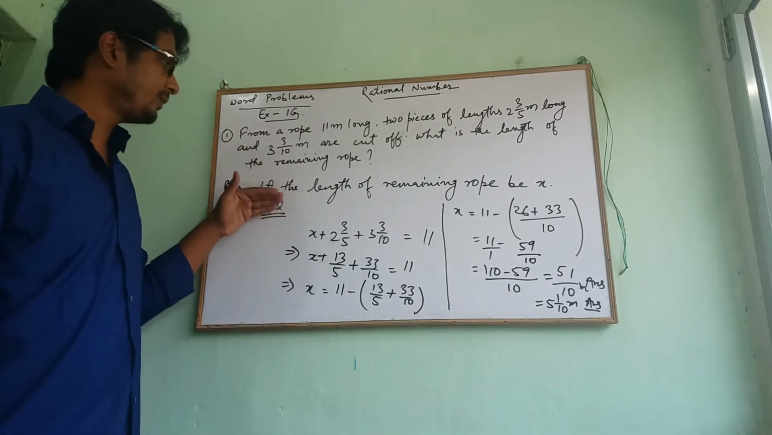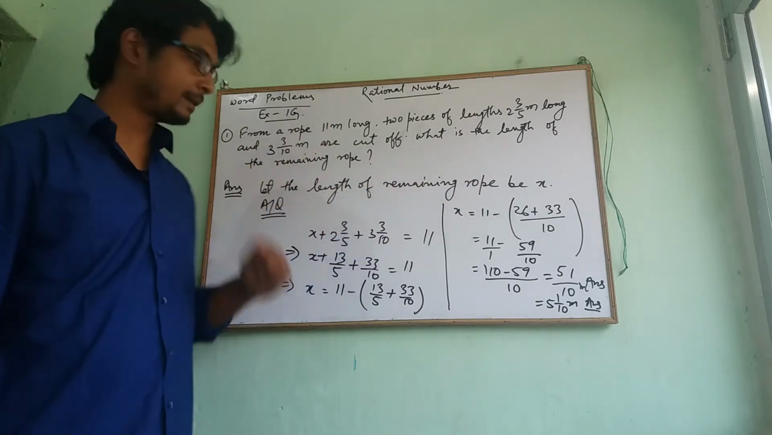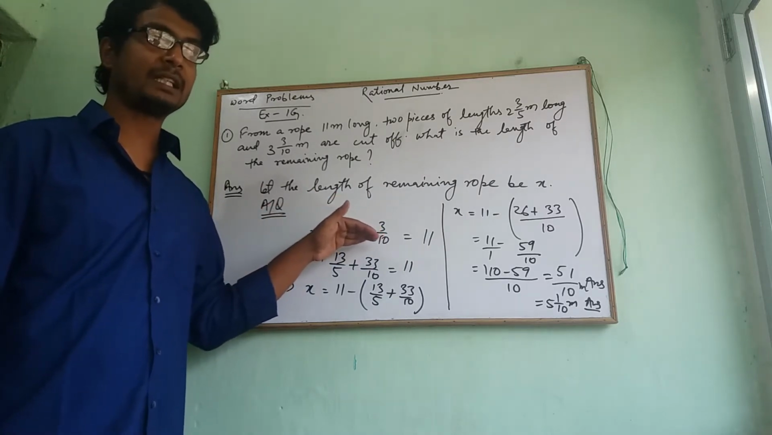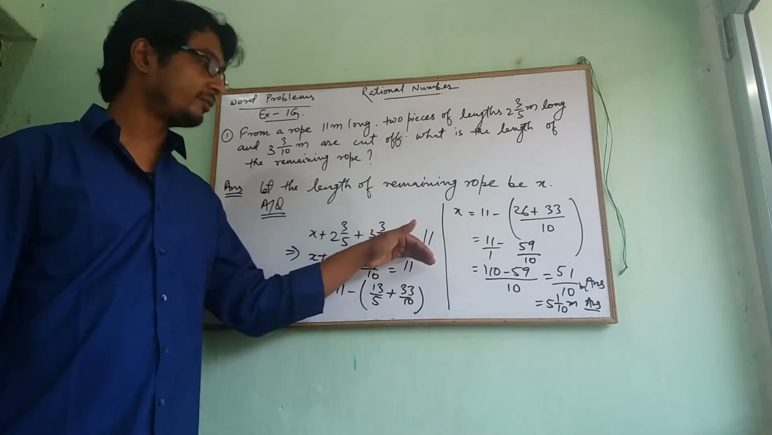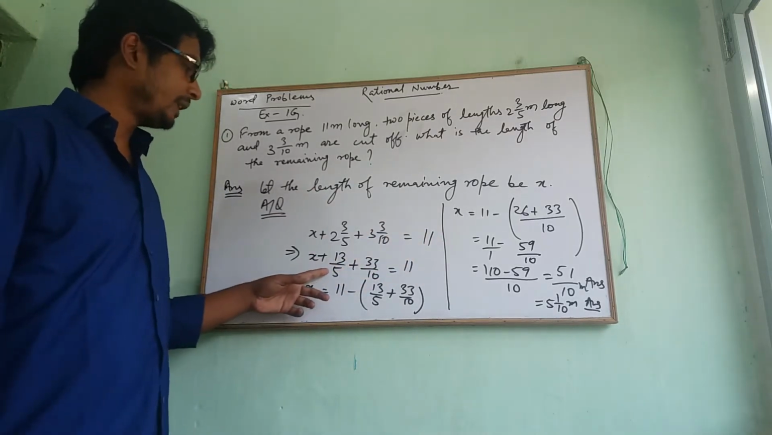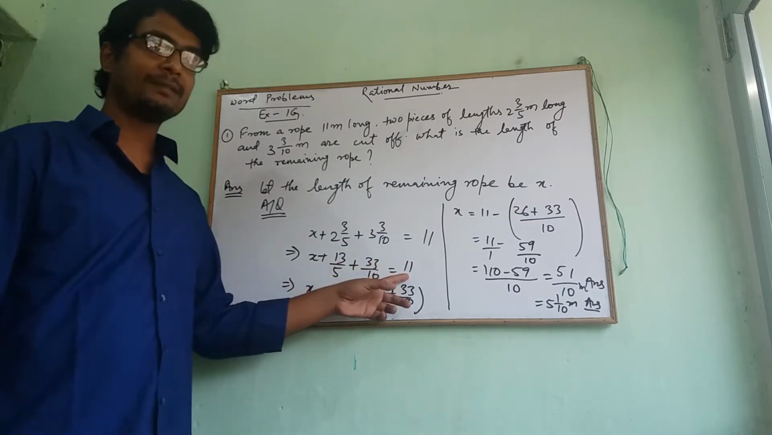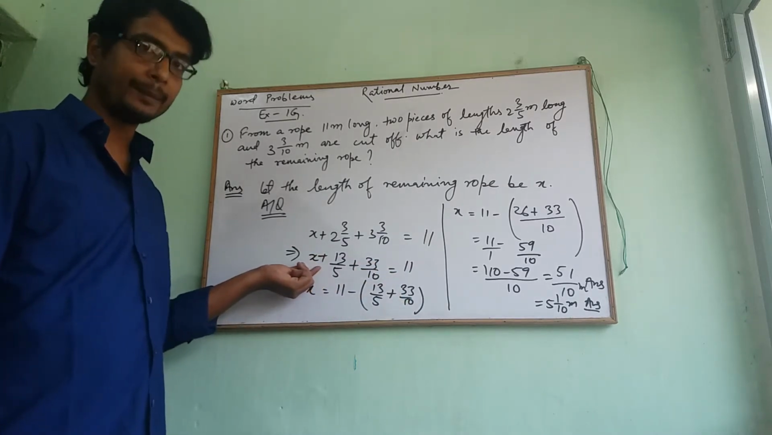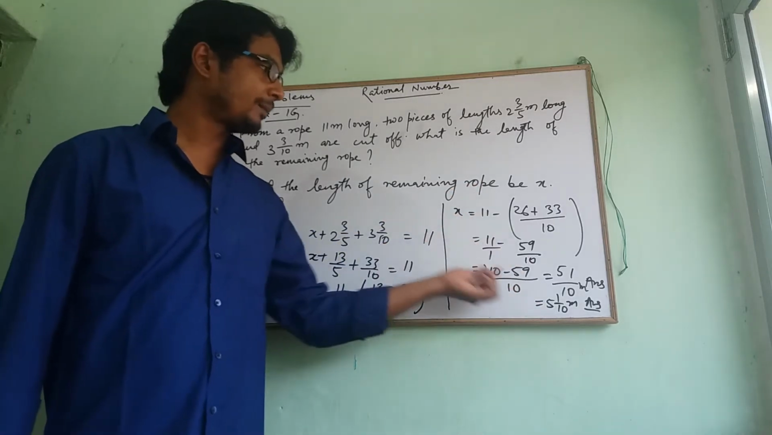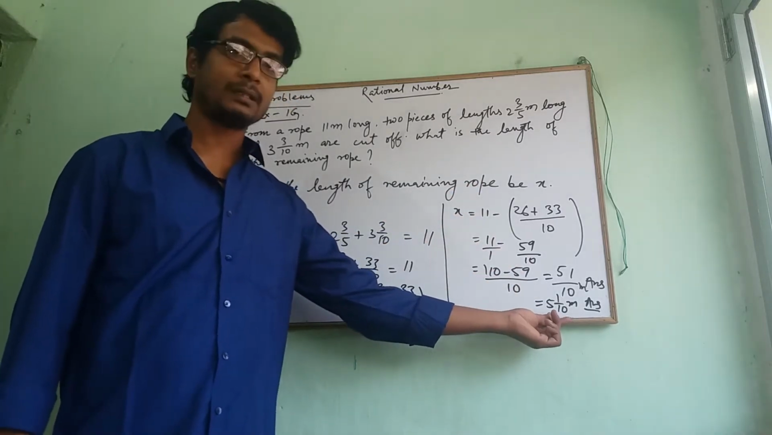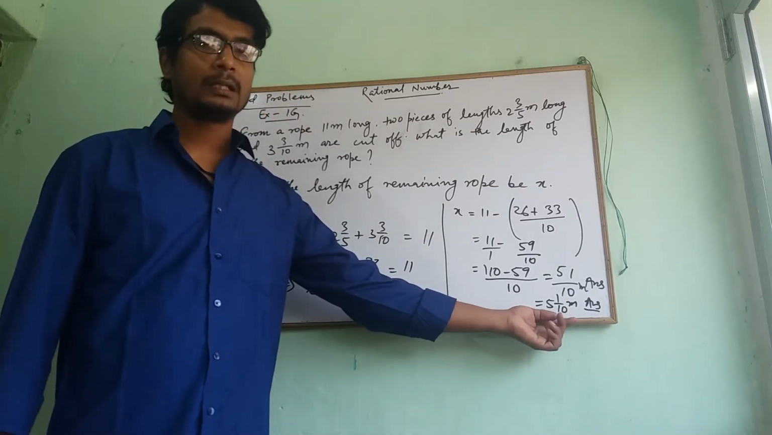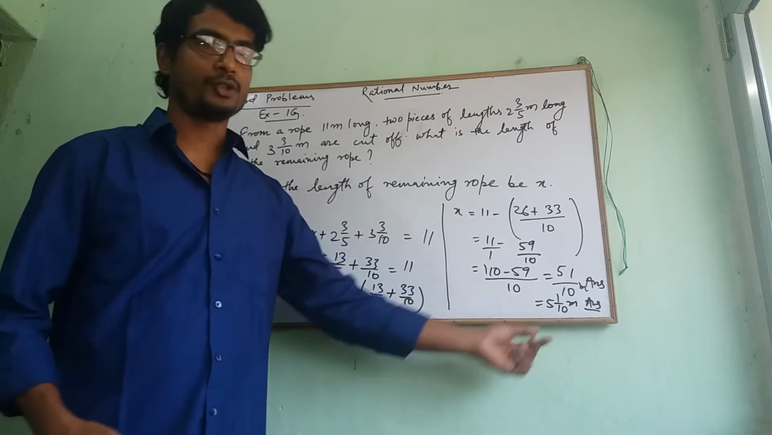So I have assumed the length of the remaining rope to be x. Now x plus the length of the rope which we have cut out will constitute the whole length of the rope, that is 11. So when we add these two and subtract it from this one, then we will get the remaining portion of the rope. So I have calculated it, and upon subtraction we got the answer 5 whole 1 by 10 meter, and that is the remaining length of the rope. Now let's solve the next question.